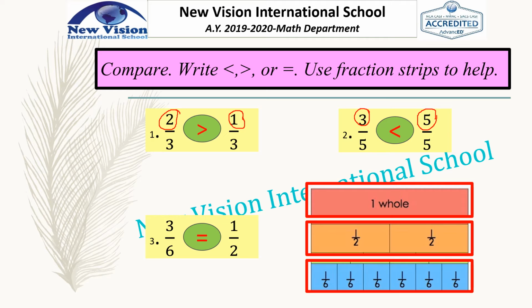You can use the fraction strips at the side. Okay, so notice that we have one whole here, and followed by 1/2. Next, followed by 1/6. Okay, so as you can see, we have here 1/2 until here, and you can see that 3/6 is until here. Do they have the same point? Yes, they have the same point. So meaning to say the parts are equal, thus 3/6 is equal to 1/2.